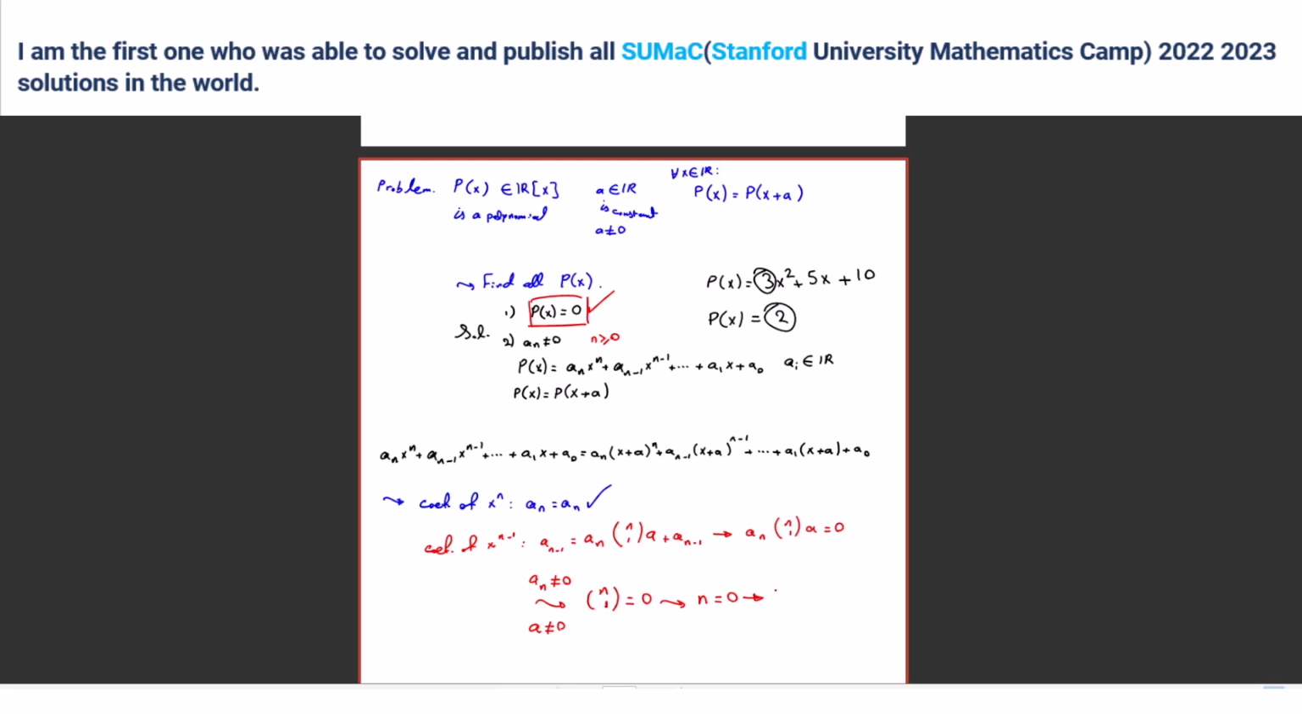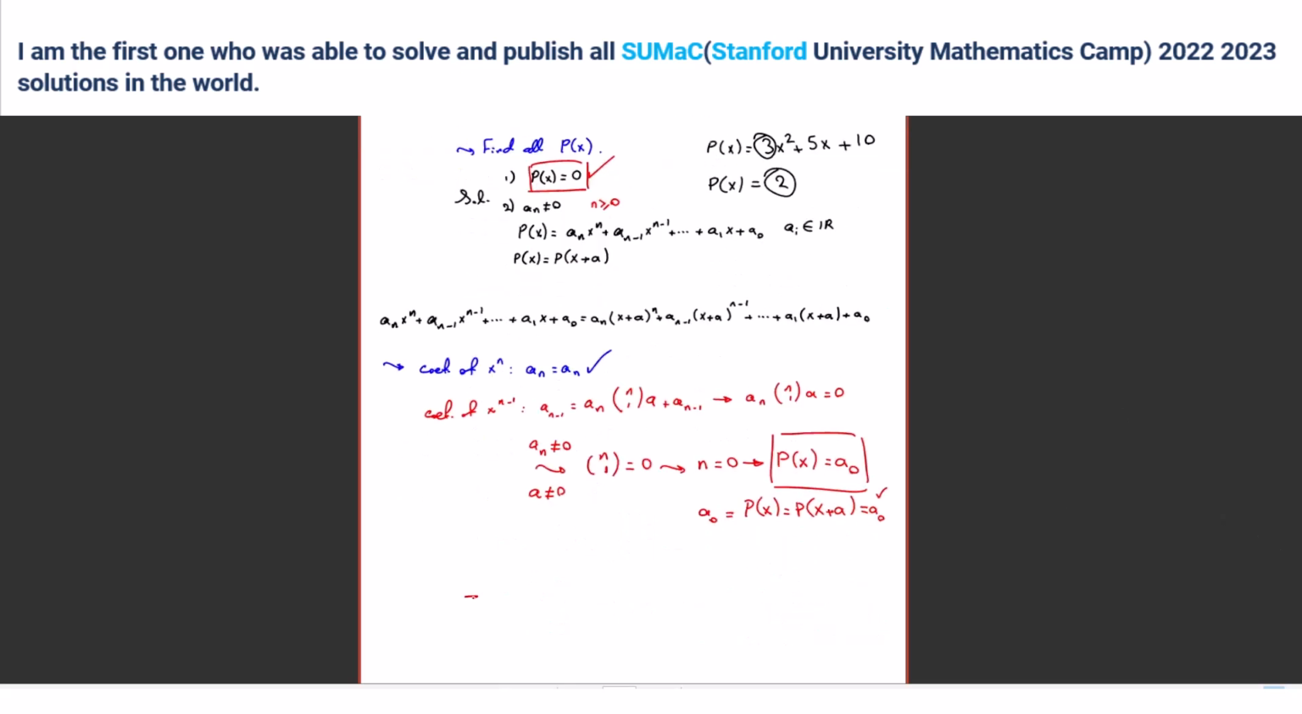So it's just a constant term. Exactly. P of x is a0, and we know p of x in this case is equal to p of x plus a. Both are equal to a0, right? So we proved this problem. So it should be a constant, and this one is a special case of that constant. It can be 0. P of x should be constant.